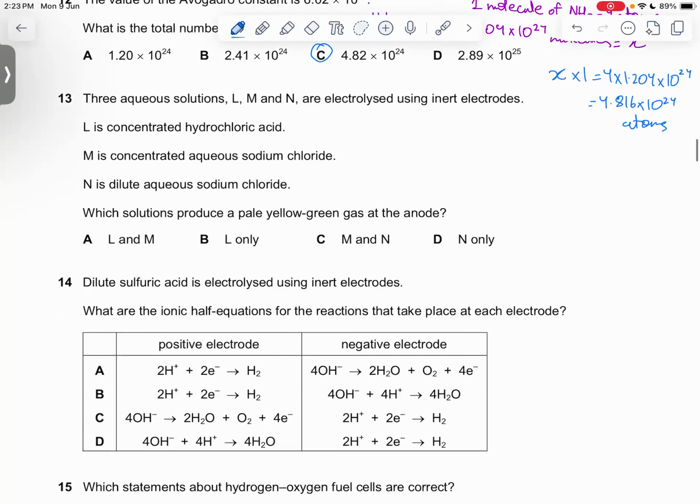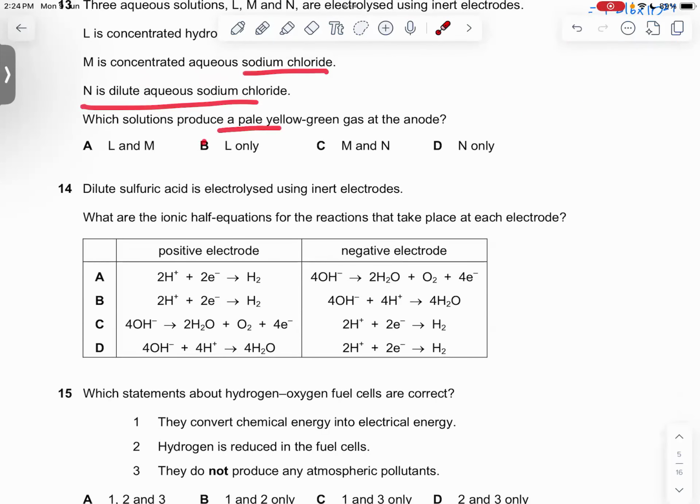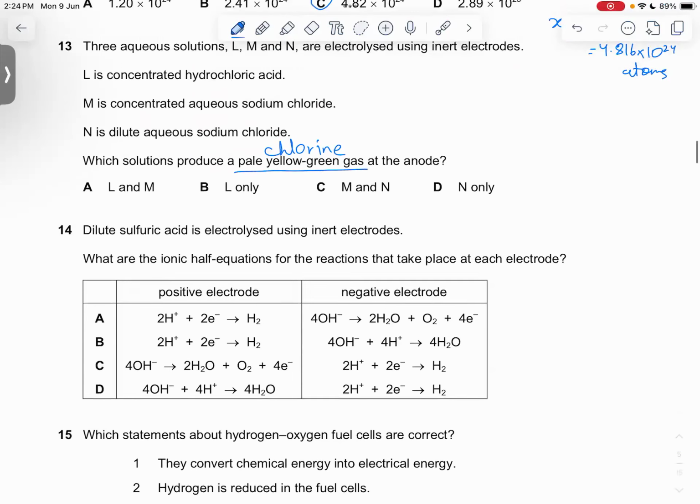Question number 13. Three aqueous solutions L, M, and N are electrolyzed using inert electrodes. L is concentrated hydrochloric acid, M is concentrated aqueous sodium chloride, N is dilute sodium chloride. Which solutions produce a pale yellow-green gas at the end? A pale yellow-green gas resembles chlorine. They're basically asking which ones produce chlorine.